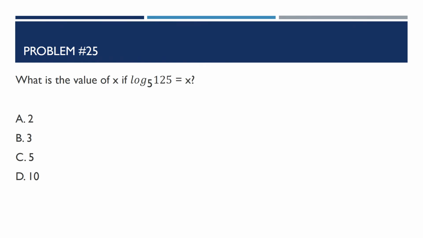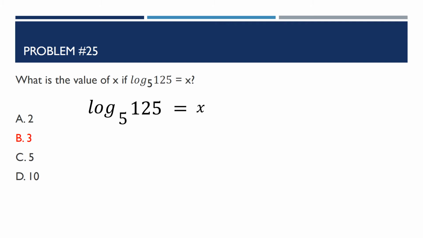Number 25. What is the value of x if log 125 base 5 is equal to x? So let's find the answer. The answer for number 25 is 3. So how do you get 3? From the given, log 125 base 5 equals x. For you to get the answer, you can just input these values, including the log, in the scientific calculator. But in case you are not allowed to use a calculator, or there's no log function in your calculator, you have to do it manually.